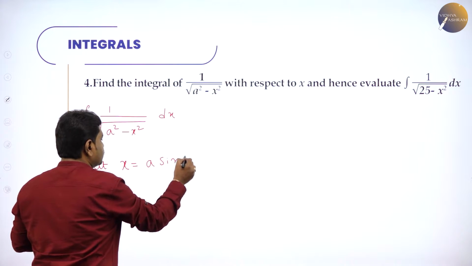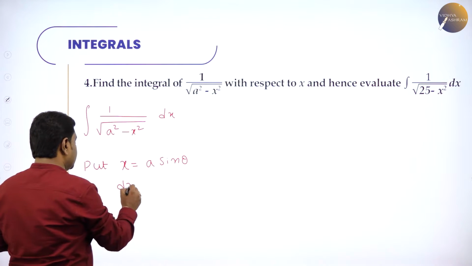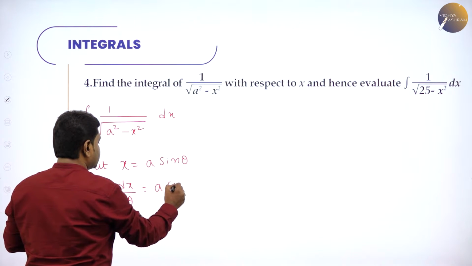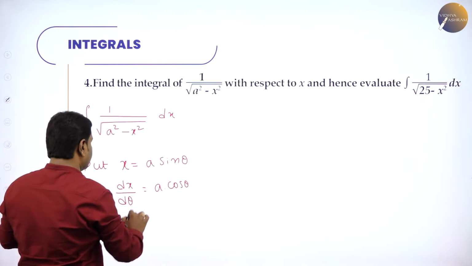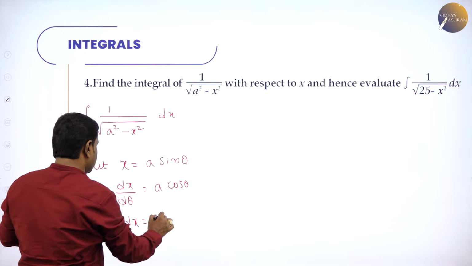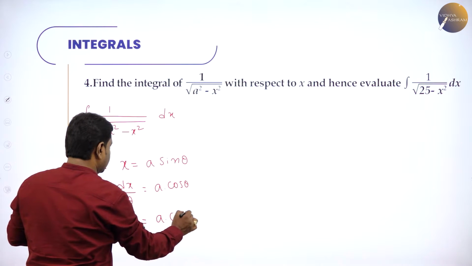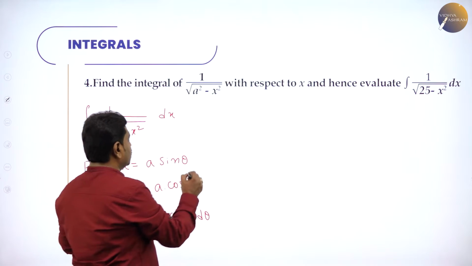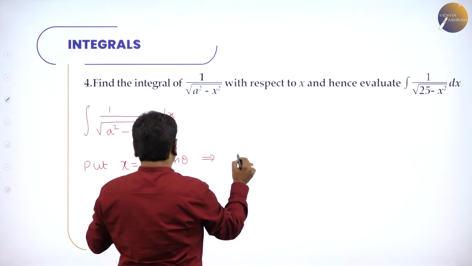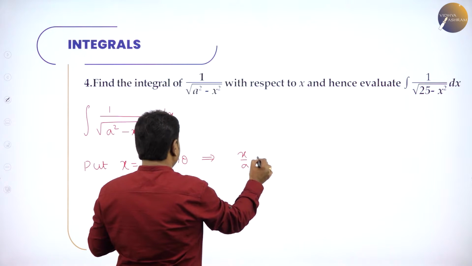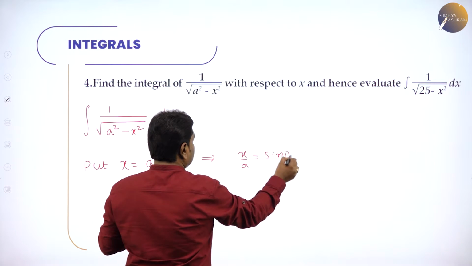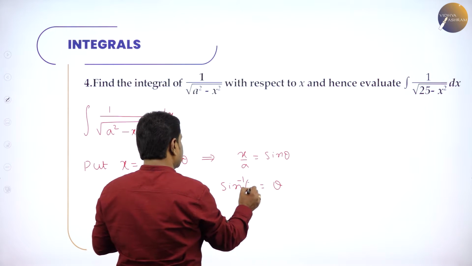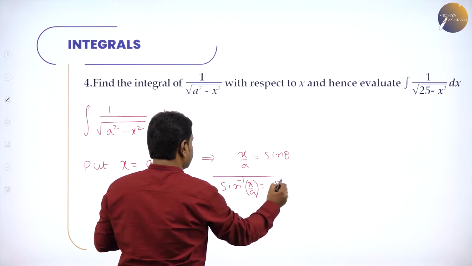Now differentiate both sides. So dx by d theta is equal to, a is constant, take it out, derivative of sin theta is cos theta, and we need dx. So dx becomes a into cos theta into d theta. And whenever you do substitution, get the value of theta. From this implies, so x by a is equal to sin theta, or theta is sin inverse x by a. So in the place of theta, finally you can substitute this.